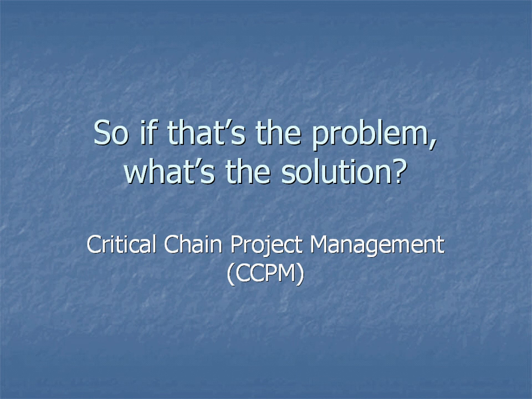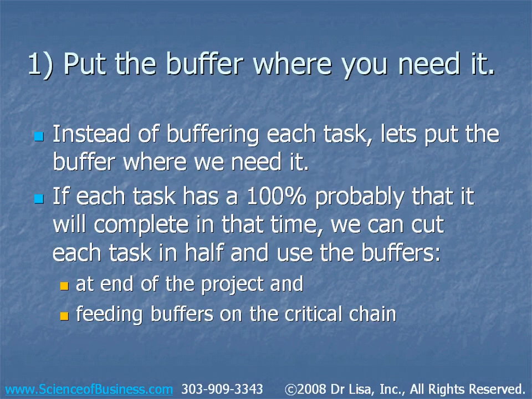First, we put the buffer where we need it. Instead of buffering each task, let's put the buffer where it's needed. If each task has a 100% probability that we'll complete in that time, we can cut each task in half and use the buffers. What essentially we're doing by putting the 100% probability in a task, we're buffering each task. So what we're going to do is cut each task and then use the buffers at the end of the project.